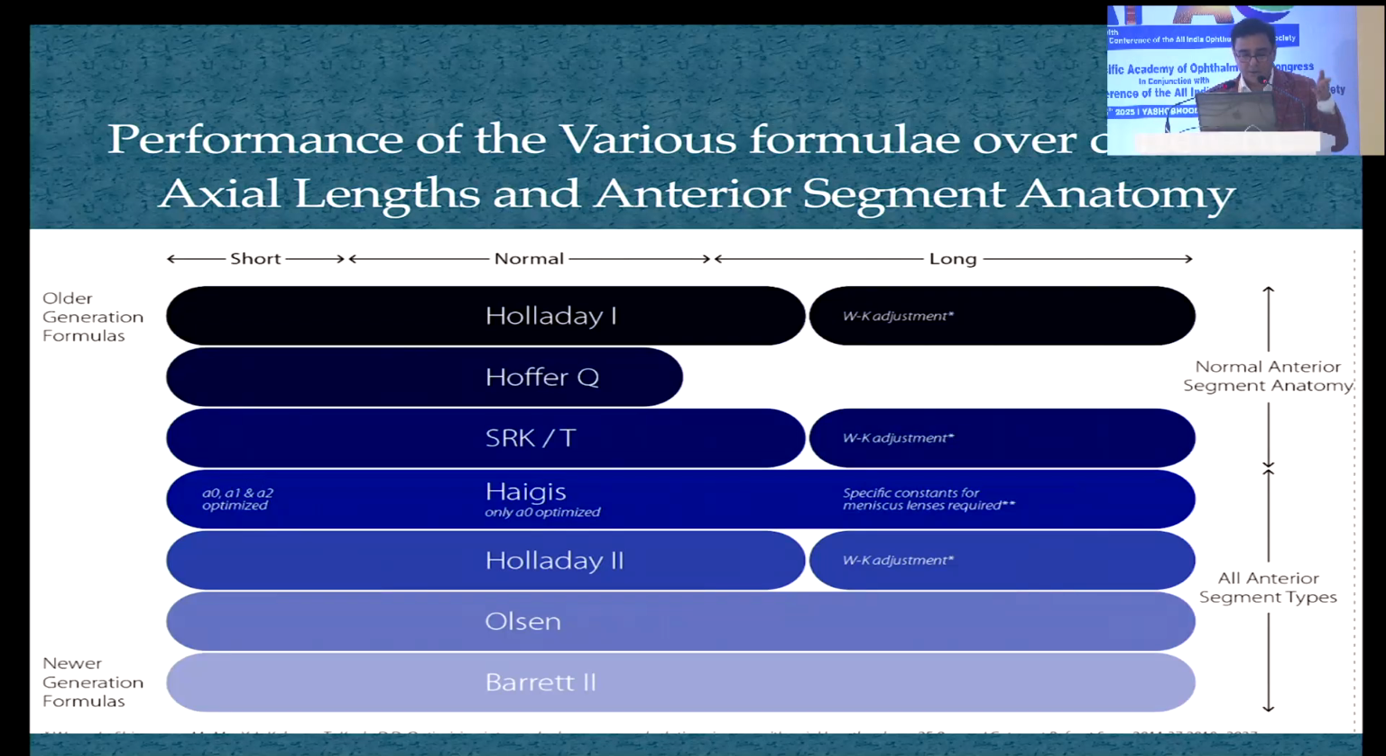Now coming to new generation formulas, you can see here the Barrett 2 covers everything, short, normal, and long, and you can have Hoffer Q for short eyes. So if you have a very high hyperopia, prefer Hoffer Q, otherwise do the Barrett 2.